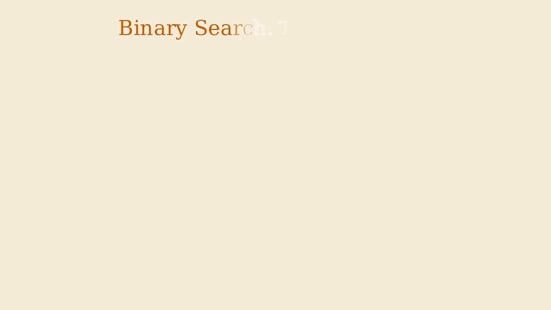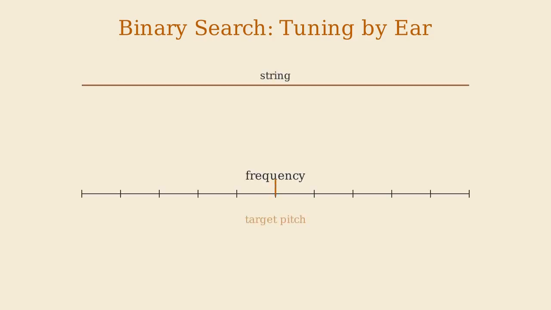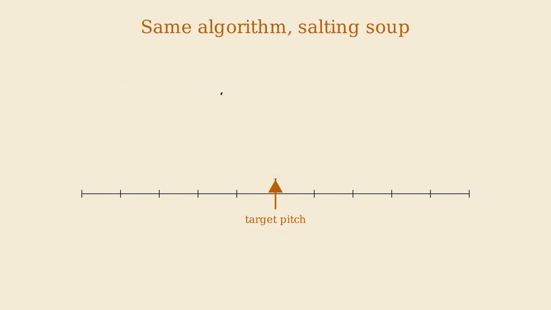Here's a stranger example. A piano tuner adjusts a string by ear. They pluck it, too sharp. They loosen, big turn. Pluck, too flat. They tighten, but a smaller turn this time. Pluck, slightly sharp. Even smaller turn the other way. Each adjustment is roughly half the size of the last because they've bracketed the correct pitch between their previous attempts. That's binary search, executed not on a list but on a continuous range of frequencies.